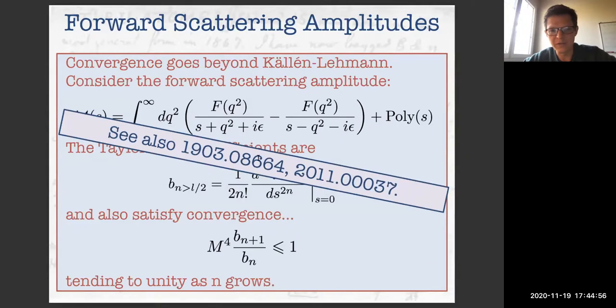And there are recent papers. There was a paper that came out shortly after ours, and this one here, by Riccardo Bertazzi and Brando Bellazzini and collaborators, which considers similar, uses similar arguments, but much more detailed than what we did.